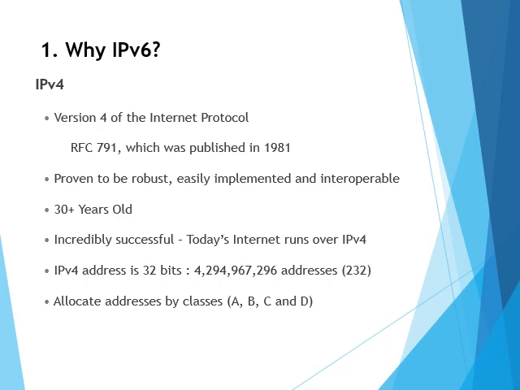Okay, version 4 of IP was published in 1981, proven to be robust, easily implemented, and interoperable. So the age is now almost 40 years old. It is incredibly successful because today's internet runs over IP version 4. As we know, version 4 consists of 32 bits, providing more than 4 billion IP addresses, 2 to the power of 32. The addresses are allocated by class: class A, class B, class C and D.